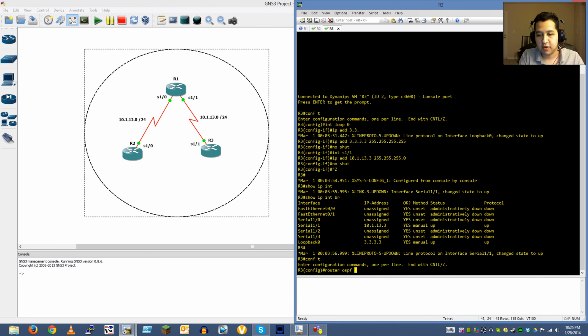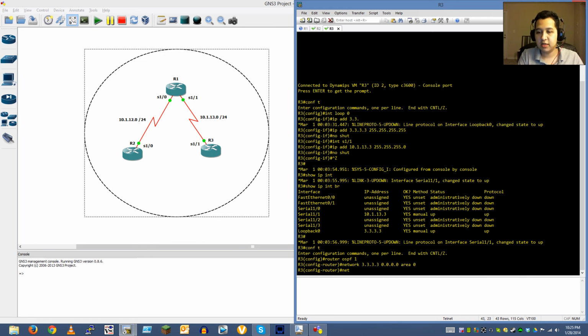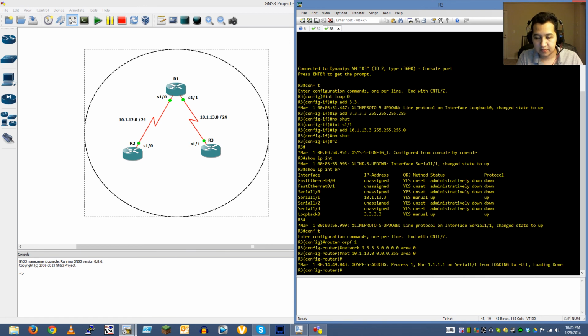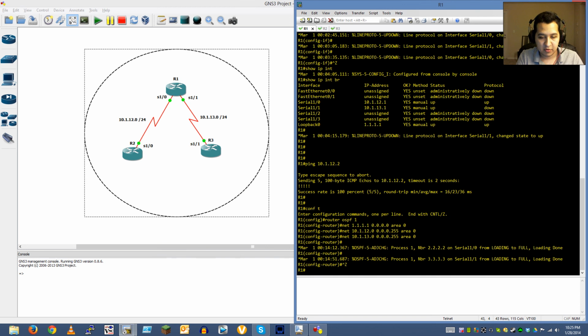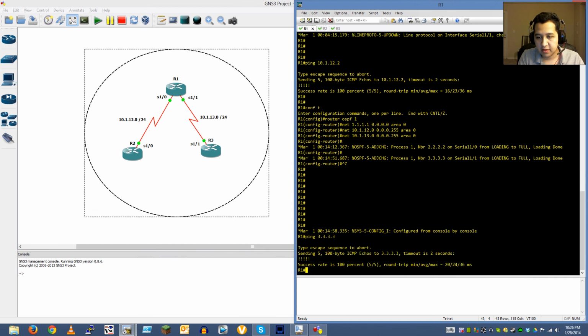So now let's go ahead and do router OSPF 1. Let's network the loopback first, for no particular reason, just to change it up a bit. And let's advertise the serial link interface here, and we should see a network adjacency come up soon, and there it is. So now if I pop back over to router 1, we can ping that loopback interface on router 3 and router 2. So we can ping 3.3.3.3 without a problem.